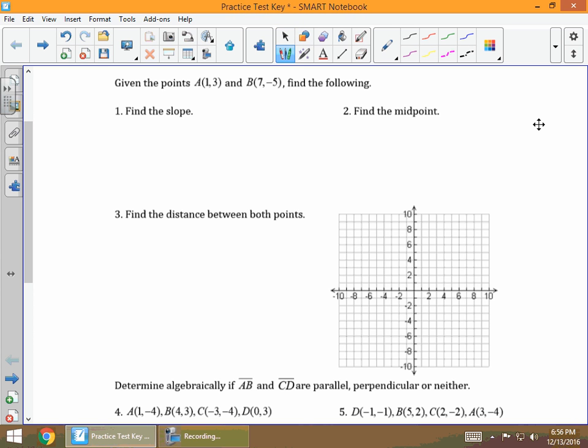So I'm looking for the point (1, 3), so that is to the right 1 and up 3. And B is right 7 and down 5. So this is point A on this side, and this is B down here in this lower corner. So I can make this a segment if I would like.